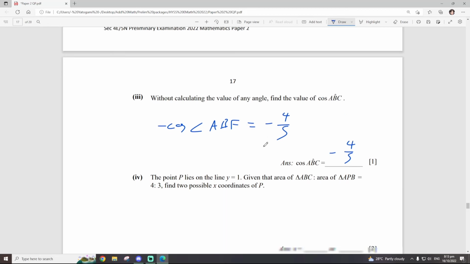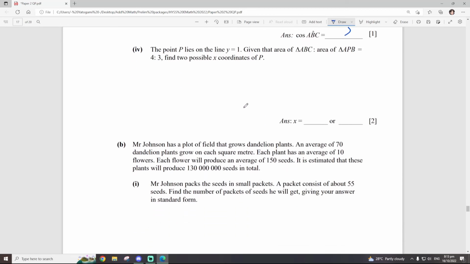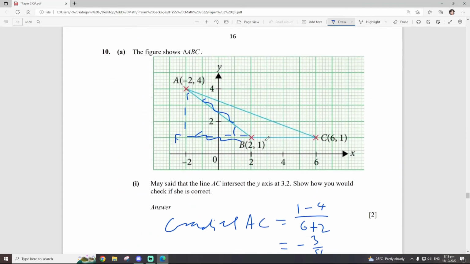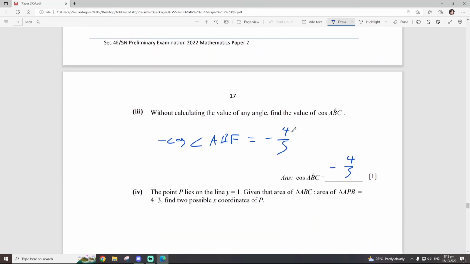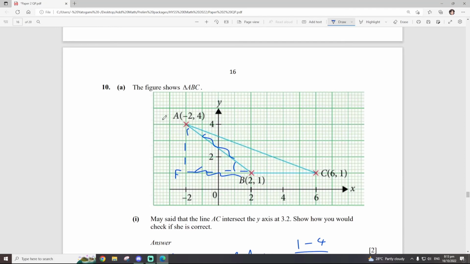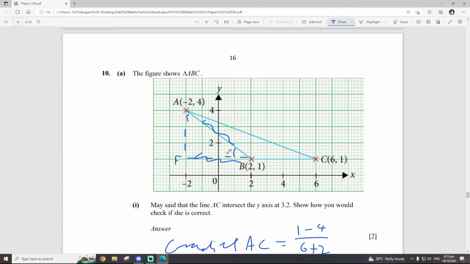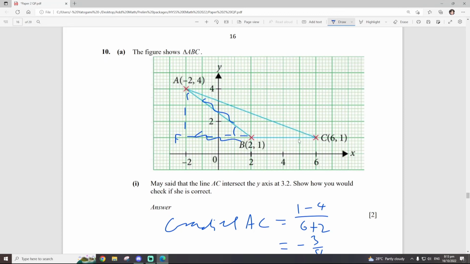The point P lies on y equals 1. Find two possible x coordinates. So area of ABC, APB. So it lies on here, so P is somewhere on the line along BC. 4:3, so it's a common height. ABC, APB. So ABC is bigger. So one of the possible coordinates is 4. So one of them is possibly 3, or the other one is 3 here. Okay. So it's -1 and 5.